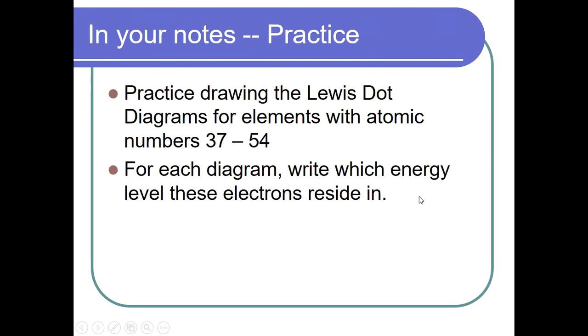In your notes, I want you to practice. You might need to grab a periodic table for this. Practice drawing the Lewis dot diagrams for elements with the atomic numbers 37 through 54. That's all of them, so it's an entire period. For each diagram, write which energy levels these electrons reside in. When you're done, come and show me your notes so that I can give you a note check grade. If you have any questions, also feel free to come find me and ask.